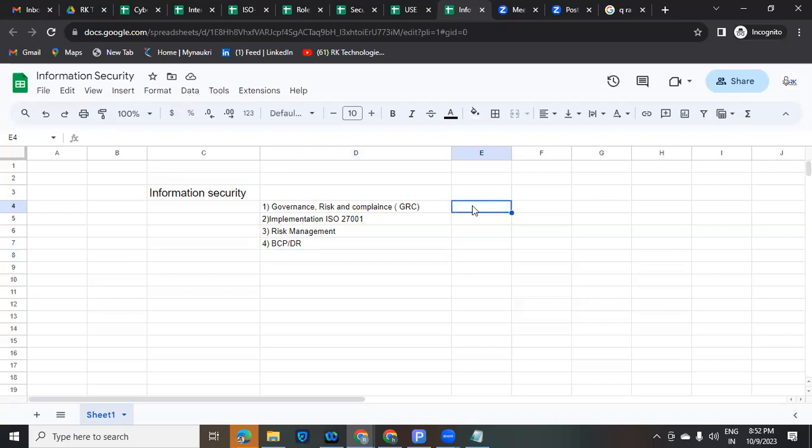In GRC, we have vacancies. Implementing ISO 27001, we have vacancies. Dedicated to risk management also, we have vacancies. Example, JP Morgan, Morgan Stanley. Next, other banks like SBI Bank, and Wells Fargo. All these have vacancies dedicated to risk management. The last one is BCP and DR, business continuity planning and disaster recovery. For this one also we have vacancies.